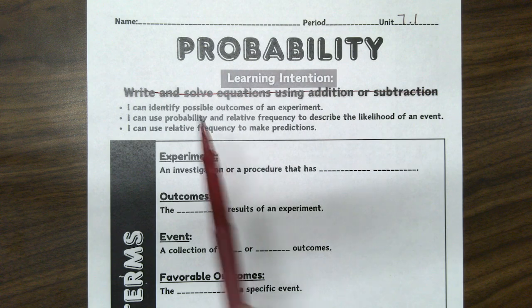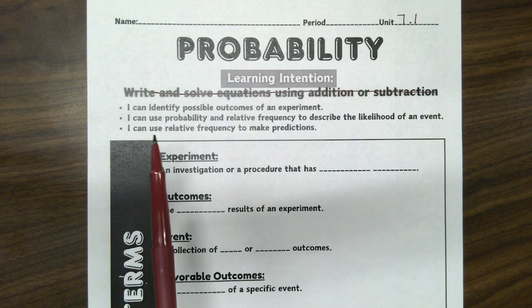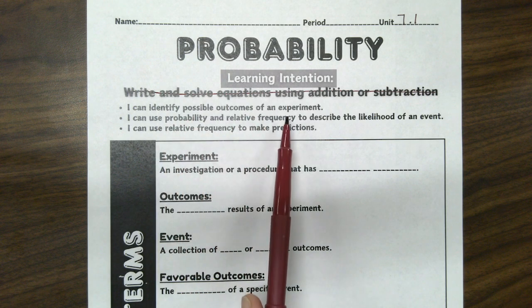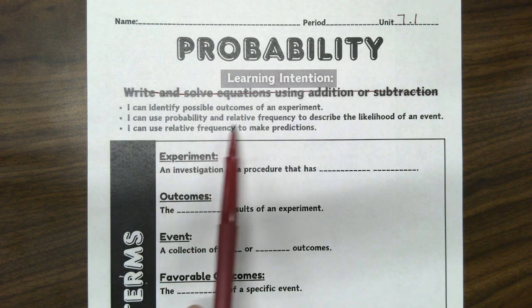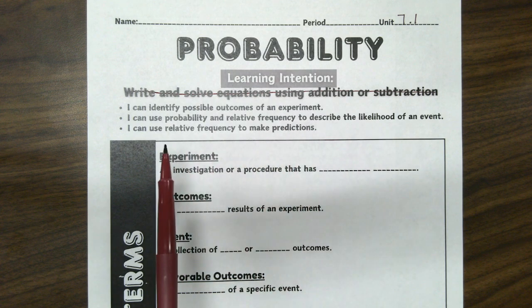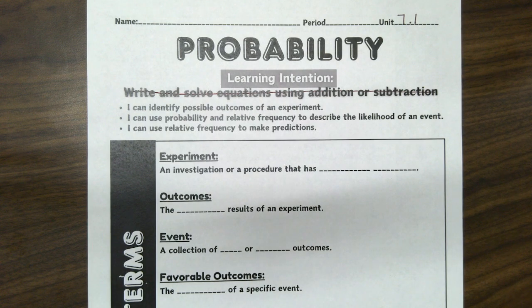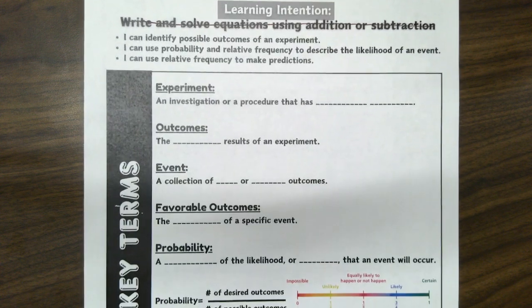Your learning intention, mine is incorrect, but yours is right on your paper, is to understand how the probability of an event indicates its likelihood. So to know that we are successful with that, we will be able to identify possible outcomes of an experiment. We can use probability and relative frequency to describe the likelihood of an event, and we can use relative frequency to make predictions. So this whole front page is going to be some key terms for us.